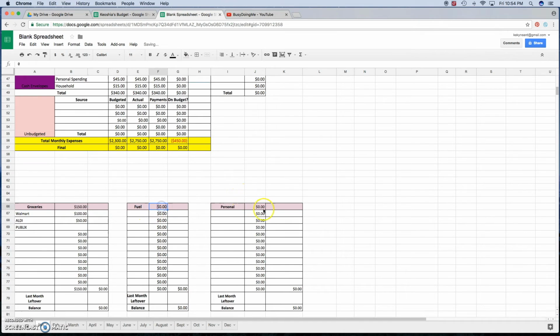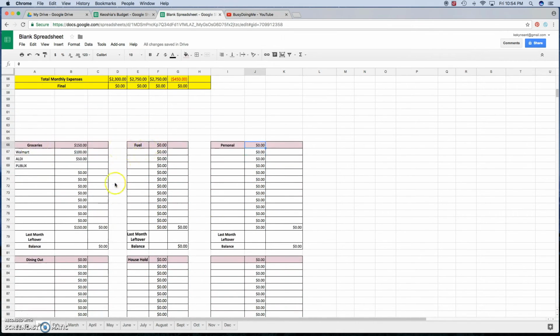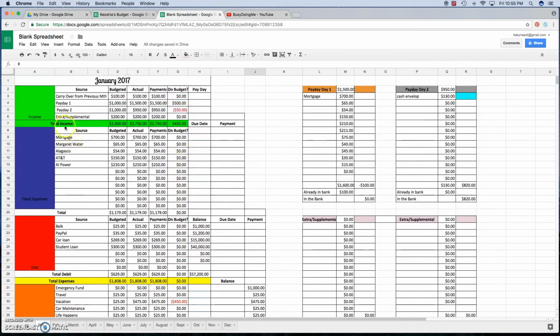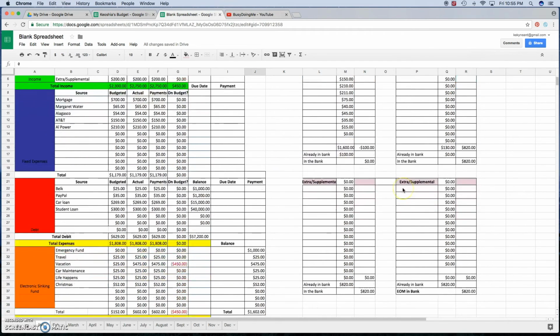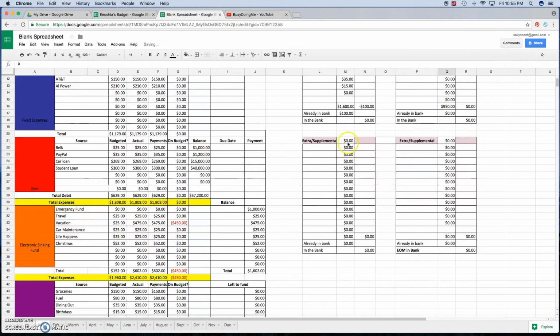So you do the same thing with fuel, personal, dining out, household. And of course you can change these to match what your cash envelopes are. That's just what I have in here. And when you get this version, yours will be blank. Besides this, I'll delete all of these names and things like that. So let's just go ahead and allocate this here. And then your supplemental was 200. And let's just say you did the whole 200.